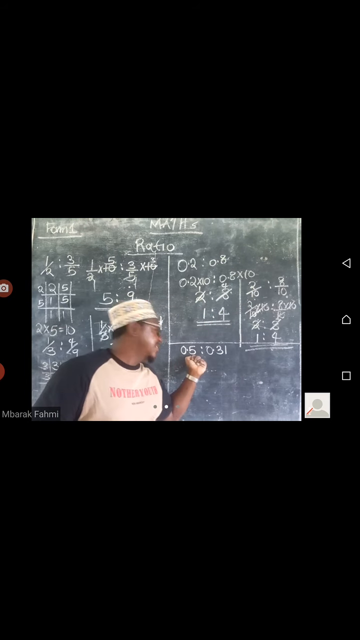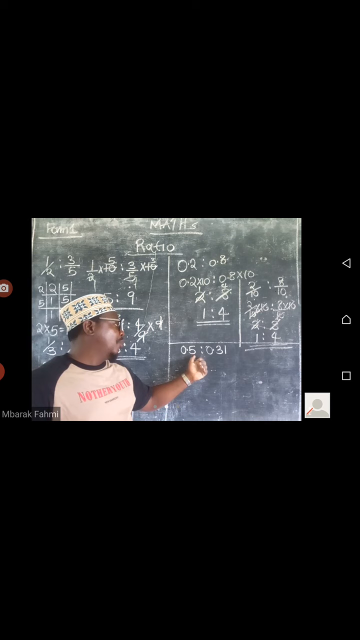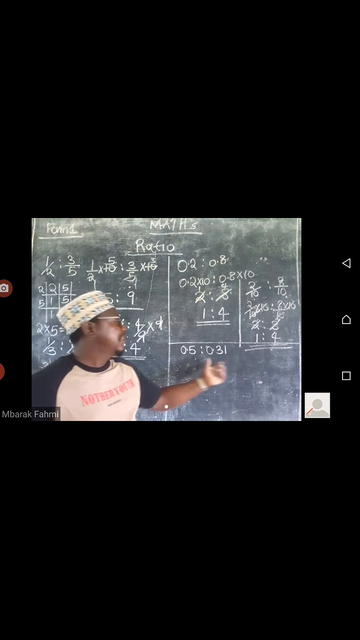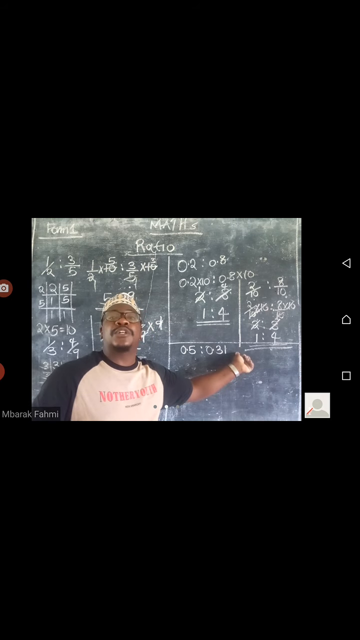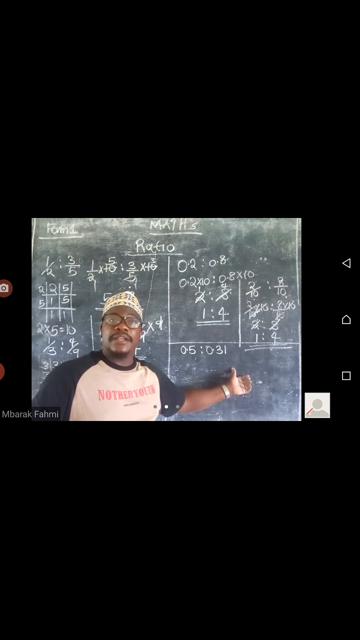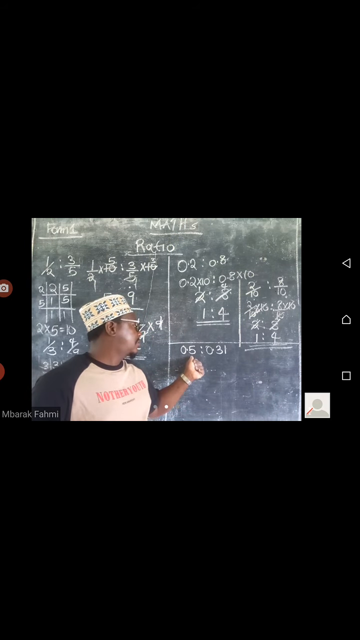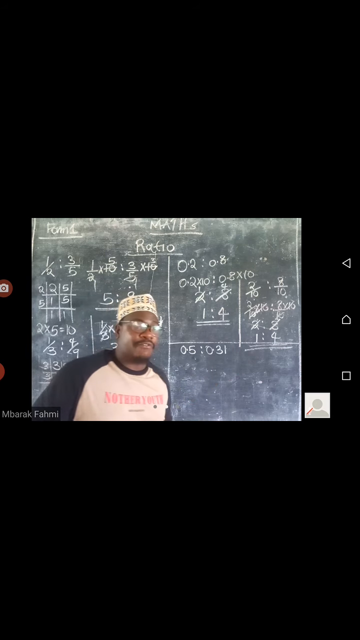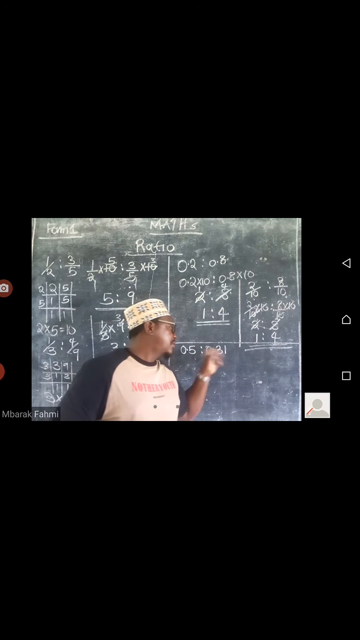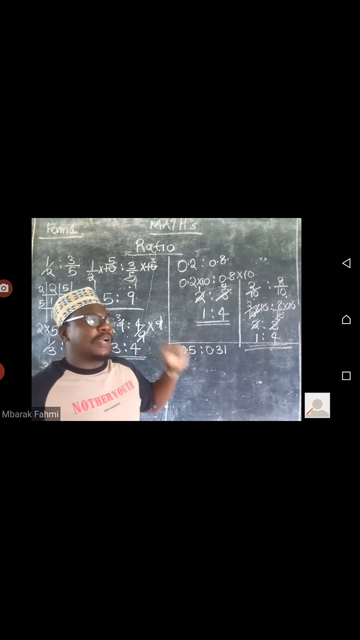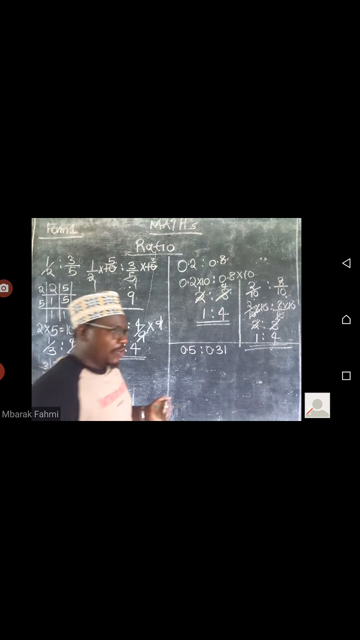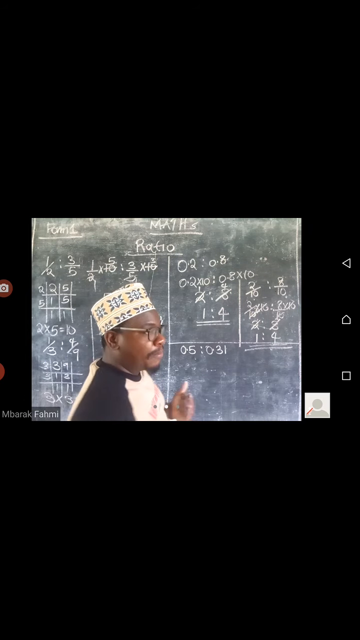Like this one, it has 1. So to remove this, you multiply by 10. This one, it has 2. To remove it, you have to multiply it by what? By 100. Okay? So since there is this and that, and we want to remove everything, then you multiply both sides by 100.